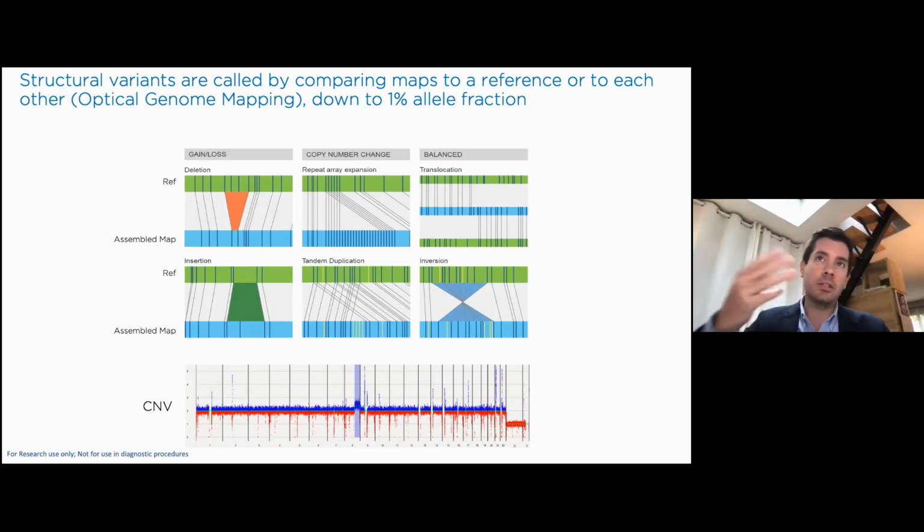We can detect the same way repeat array expansion. We can detect this pattern to be duplicated in our sample map, indicating a duplication. Translocation, when the sample map will align to two different genomic locations. Inversion, of course.